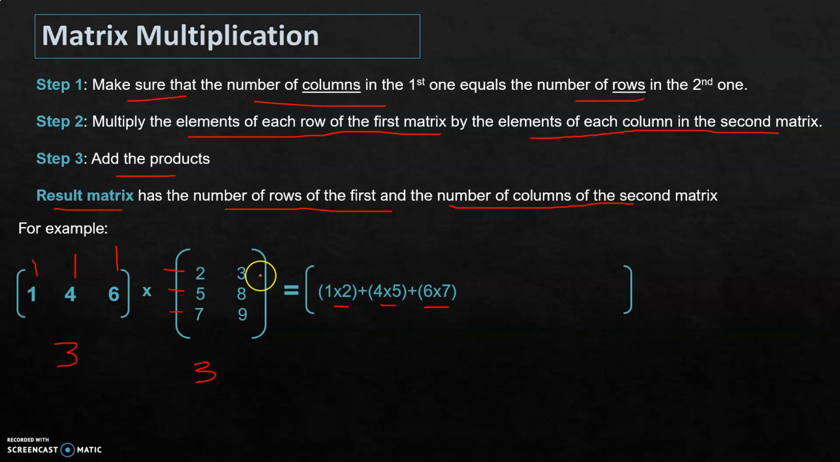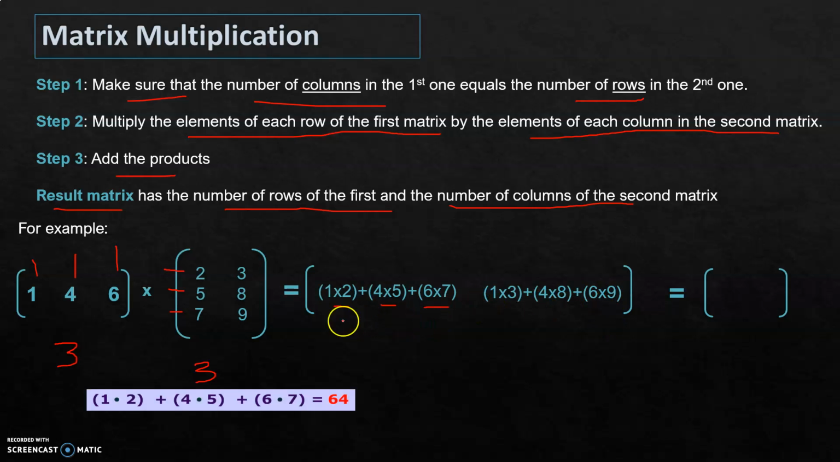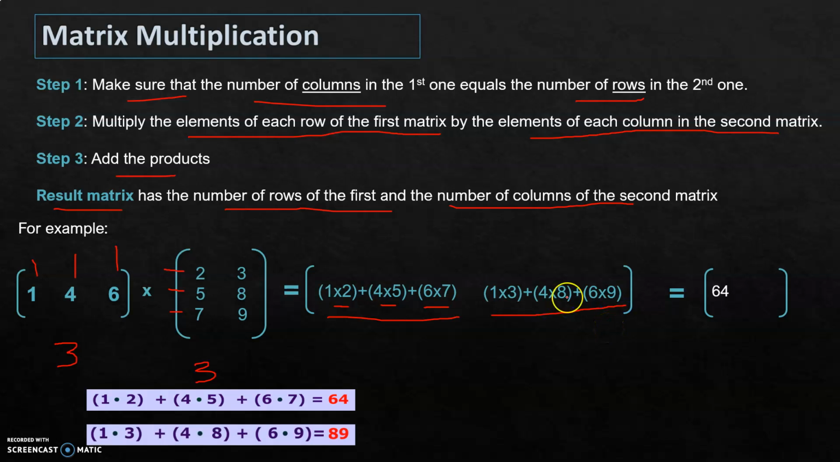So 1 into 3 plus 4 into 8 plus 6 into 9. Then take the sum. In the case of the first one, 1 into 2 plus 4 into 5 plus 6 into 7 will be 64. Then in the second case, 1 into 3 plus 4 into 8 plus 6 into 9 is equal to 89. So this is the final answer.